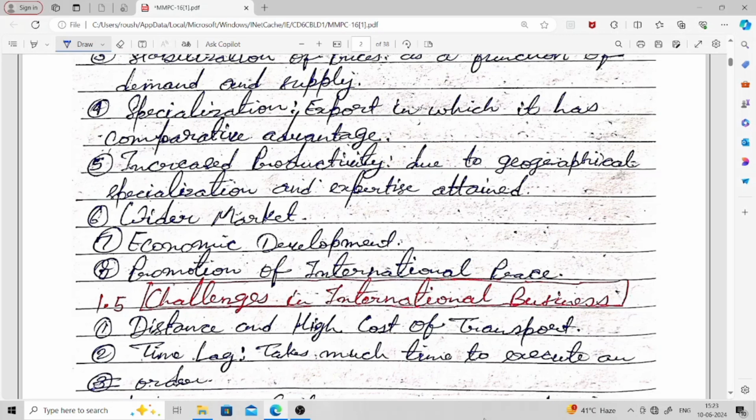Then the sixth given here is wider market. The market is also wider. Then you have economic development. What is given here? Economic development.